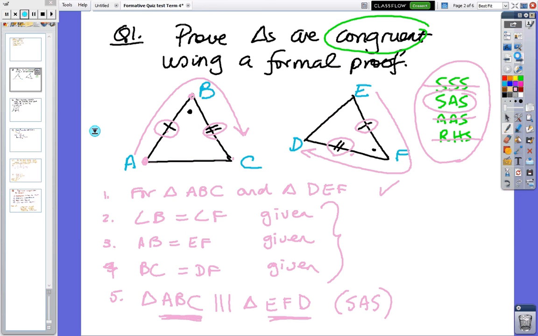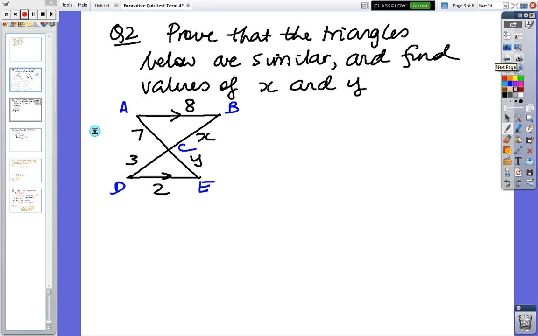Okay, moving across. Okay, so now we're going to prove that triangles are similar. So again, it's a 5-step proof. Again, I'll just remind you, similar triangles. We've got AAA, we've got triple S, we've got SAS, and we've got RHS. Okay. So they're different.